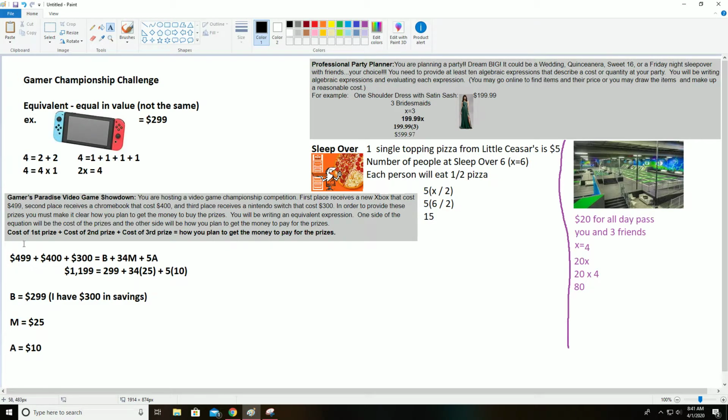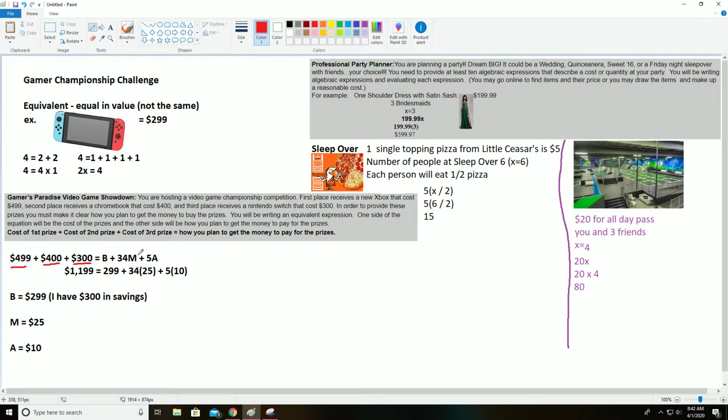So the cost of the first prize was $499 right here. The cost of the second prize was $400. And I'm getting that all from up here. So second place receives a Chromebook. Third place receives a Nintendo Switch. So third place will be $300. So in my example, I have set all these numbers added together equal to B plus 34M plus 5A.